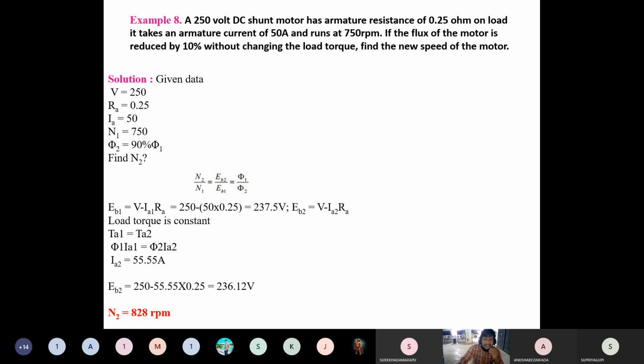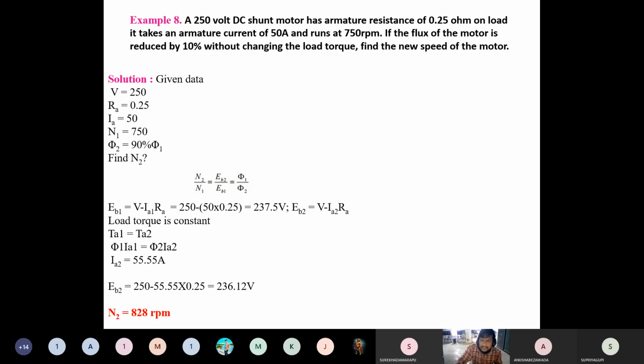It takes an armature current of 50 amperes and runs at 750 rpm. So look at the problem. A 250 volts DC shunt motor, that is V is equal to 250. Armature resistance Ra is equal to 0.25 ohm on loaded condition, and it takes armature current of 50 amperes, Ia is equal to 50 amperes, and runs at 750 rpm, that is N1 is 750. Next, just observe this line only.